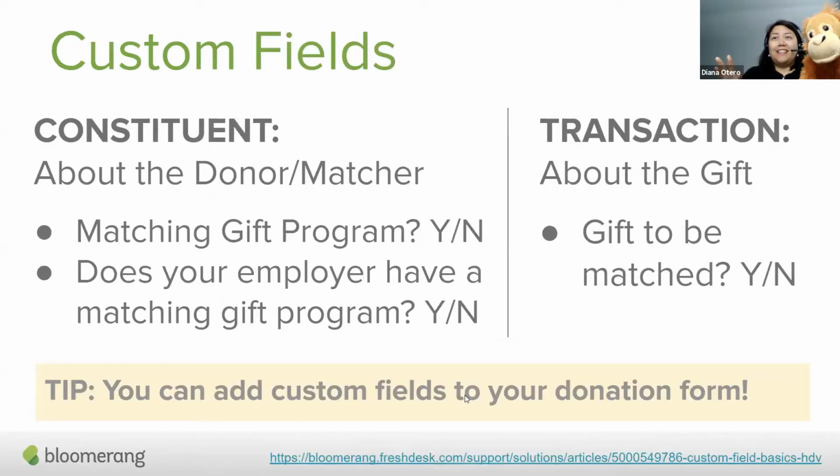Before we jump into the database, I want to talk about the two different types of custom fields that you're going to create. We have some custom fields that we're going to create on the constituent side, and this is going to be about the donor or about the entity that's going to be matching the donation. For example, you can set it up as, does this organization have a matching gift program? Yes or no? The organization side. On the individual side or the employee side, you can have something that asks, does your employer have a matching gift program?